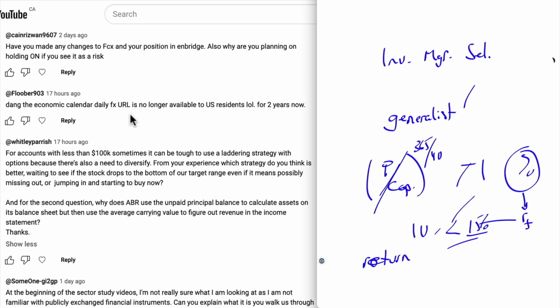The economic calendar daily FX URL is no longer available to U.S. residents for 2 years now. Clear the cache on your browser. I don't see that. How could it not be available to U.S. residents? That seems extremely odd.